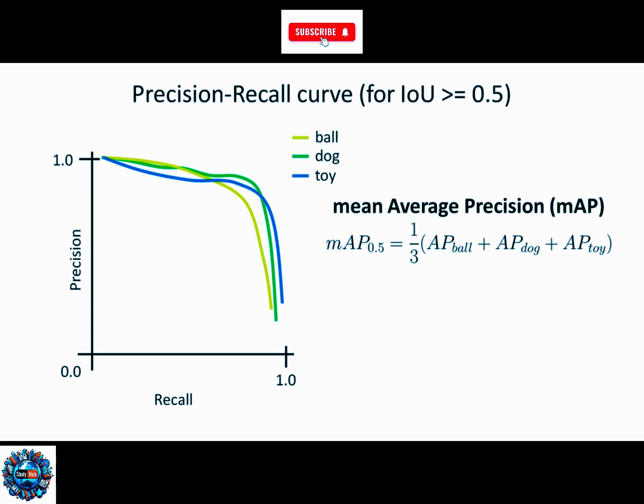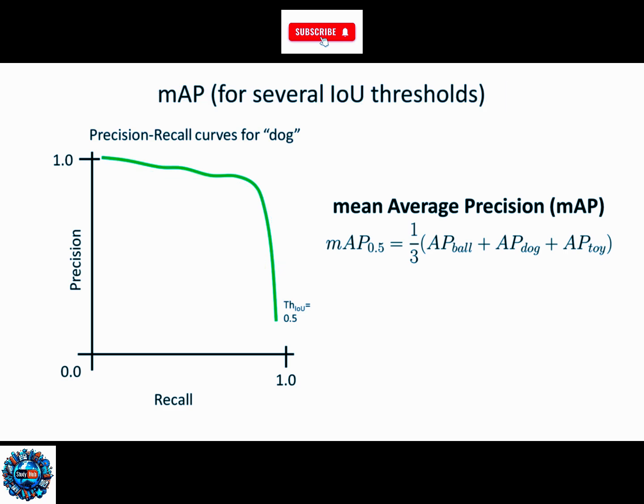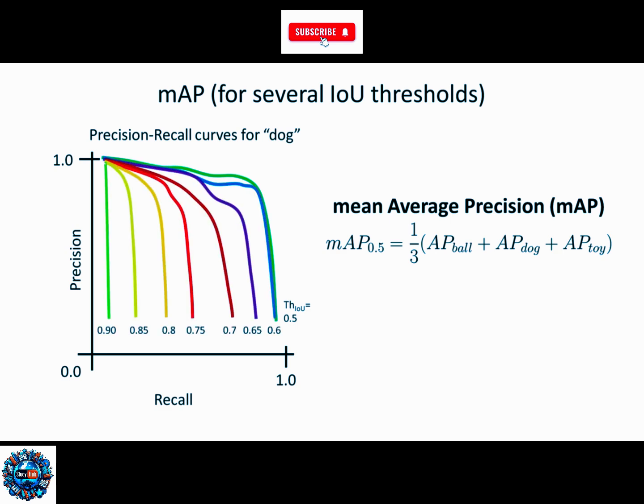Let's go back to looking at the precision recall curve of just the dog class for a moment. If we vary the IOU threshold, then we would expect the curve to change. Generally, as you increase the IOU threshold, the model has to be more precise in its bounding box location to be counted as a true positive. As a result, you would expect the average precision, or the area under the curve, to decrease. You might end up with something like this for the dog class.